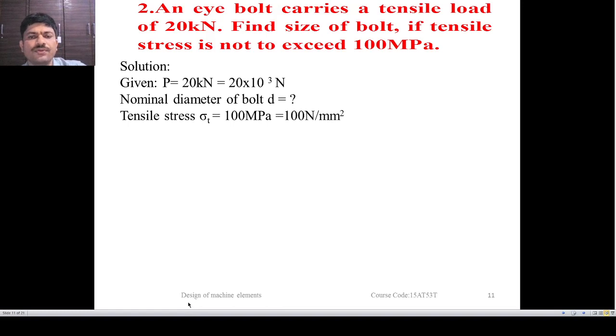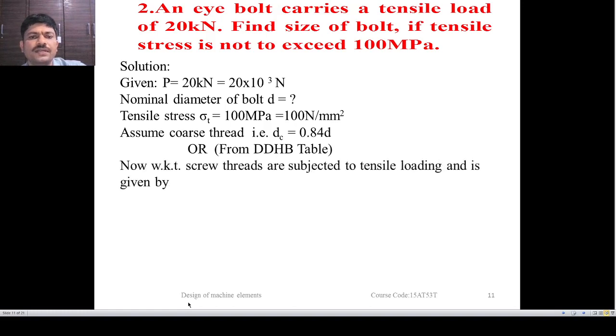So here already we know that, assuming coarse thread, when the bolts are subjected to tensile loading, it is given by P is equal to pi by 4 dc square into sigma t. Now we substitute the value. Put the value 20 into 10 raised to 3 equal to pi by 4 dc square into sigma t, which is 100 newton per mm square.